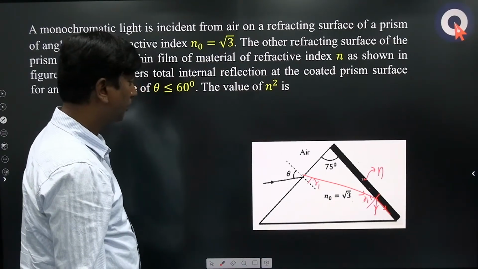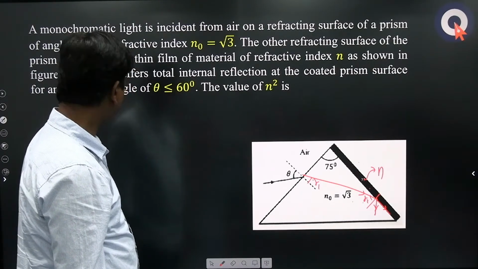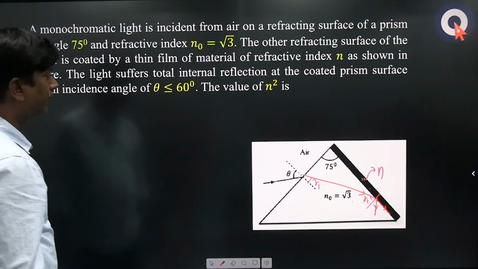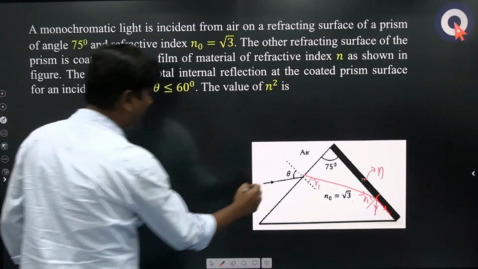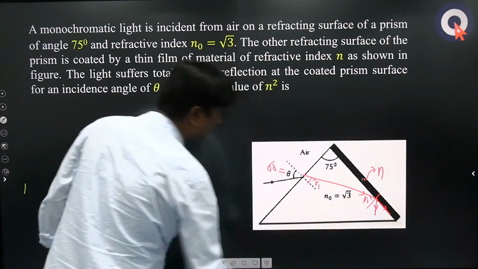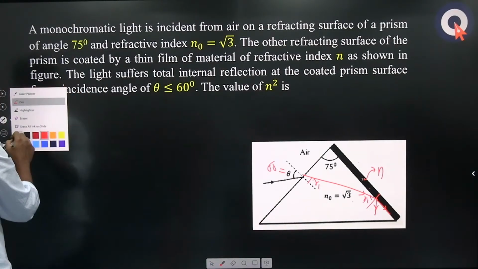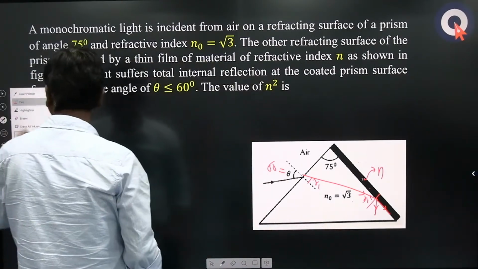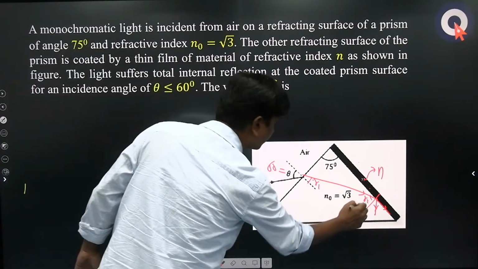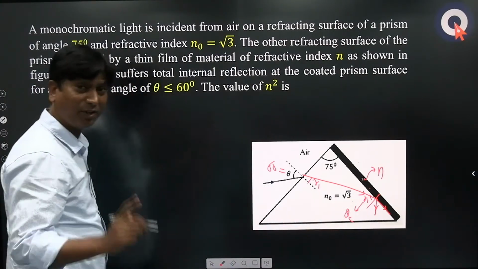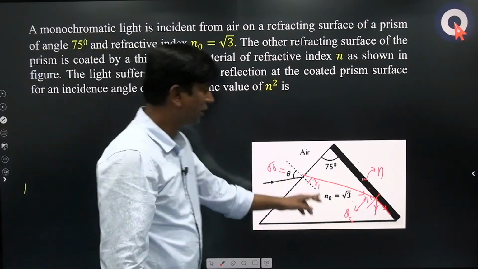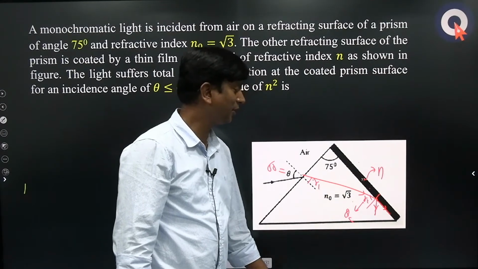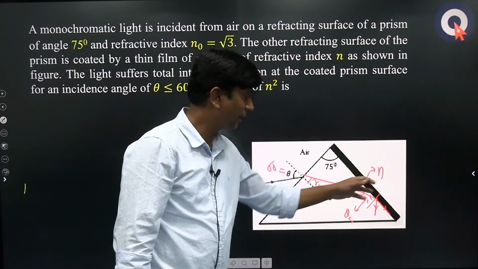So when theta is 60 degrees, R2 is becoming exactly the critical angle. Right or not? Find out that critical angle. First find R1, and from that you find R2, you will get the critical angle, and that critical angle is nothing but the refractive index of the rarer medium by the denser medium.